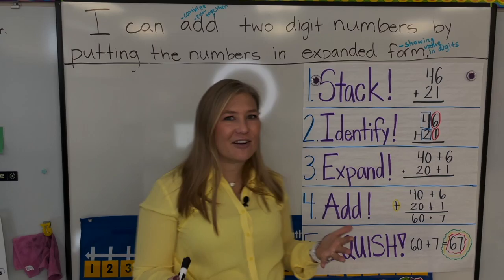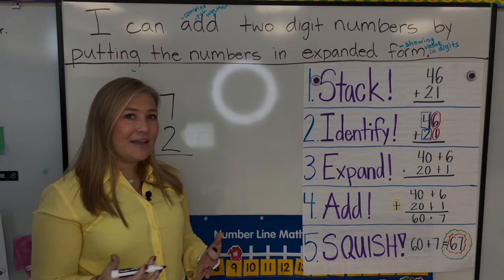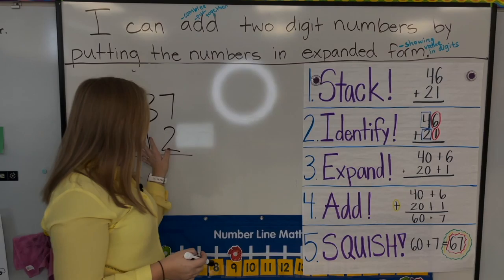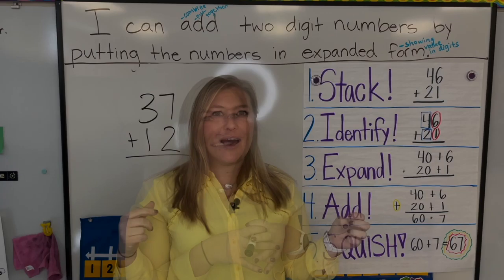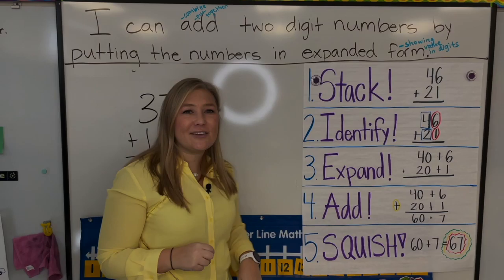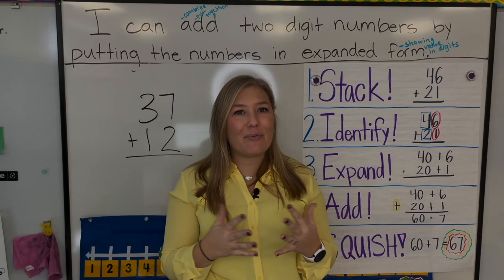I want you to start your problem by stacking up 37 plus 12. Now, can you go through the steps on your own? Can you identify the tens and the ones place? Can you expand both of these two-digit numbers? Can you then add them together? And then can you squish it all together at the end? I really, really think you can do it. Take your time, do your best to do every single step. And then at the end, you'll be so excited because you will now know how to add two-digit numbers using expanded form. Something a lot of people can't say they can do, which is really cool now you know how.